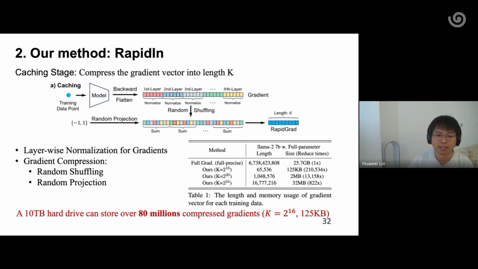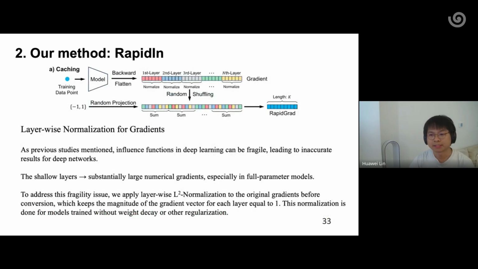So it's significantly more than the original gradient vectors. Why do we want to use layer-wise normalization? Some previous studies mentioned that the influence function can be fragile in deep learning. The gradient of the shallow layers can be substantially large, especially in an extremely deep model. So to address this fragility issue, we apply layer-wise normalization to keep the magnitude of every layer to be 1.